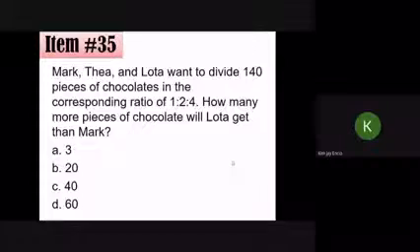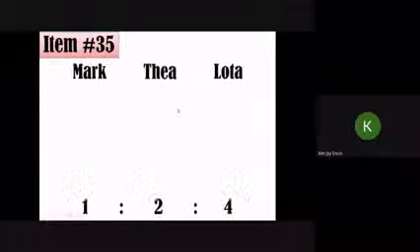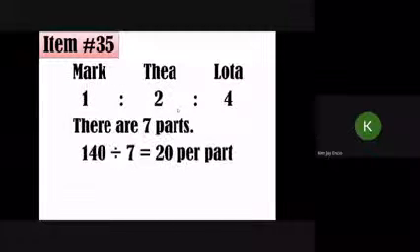Okay, so it's the same thing earlier, same concept. 1 part for Mark, 2 parts for Thea, and 4 parts for Lotta. So all in all, there are 1 plus 2 plus 4 or 7 parts, right? And the total is 140 and will be divided into 7 equal parts. So that's 20 per part.